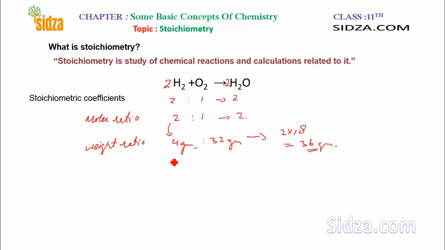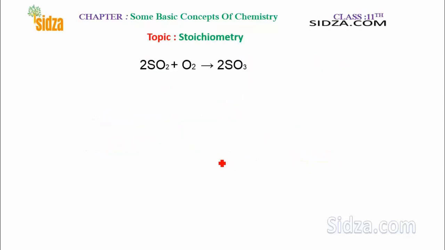If you look here, the weight of the reactants is also equal to the weight of the products. So 32 plus 4 is 36. The total weight of the reactants here is 36 grams and the product here is also 36 grams. So this is the law of conservation of mass also, right? Let's take another equation.